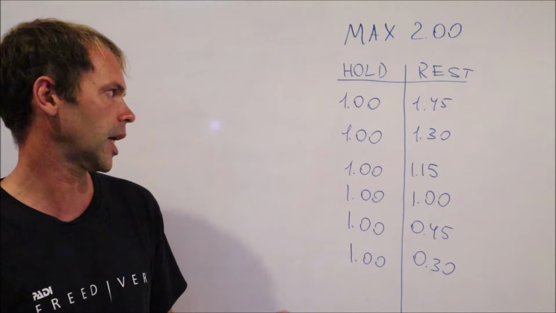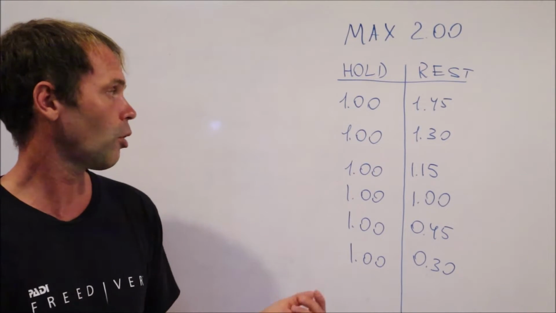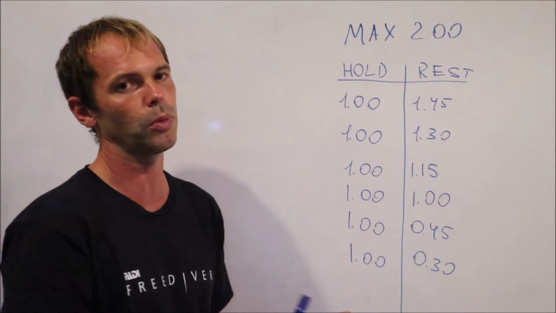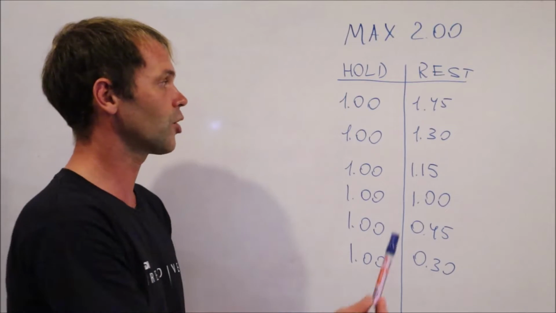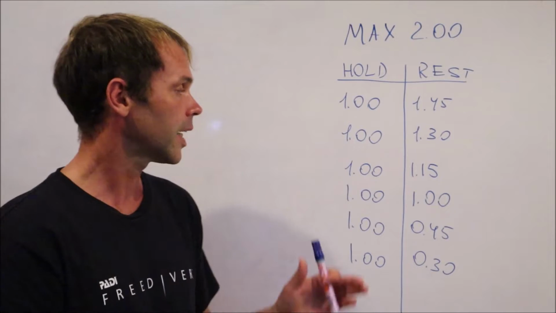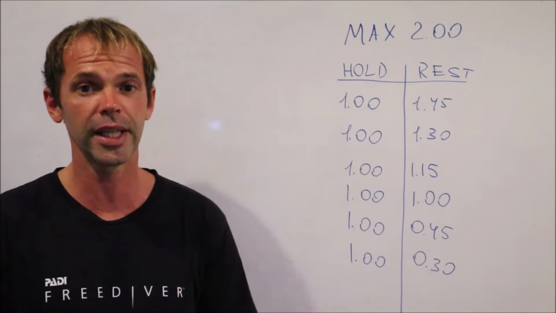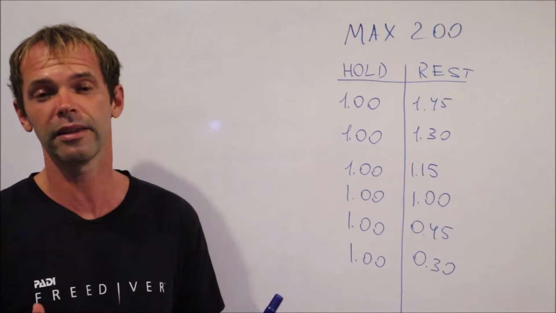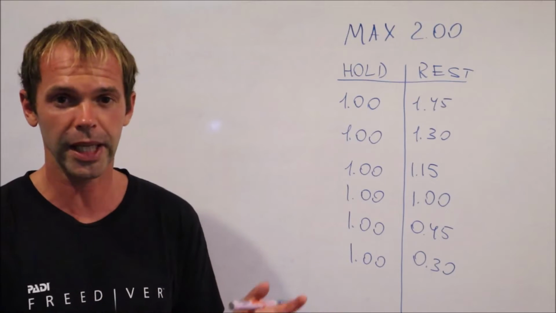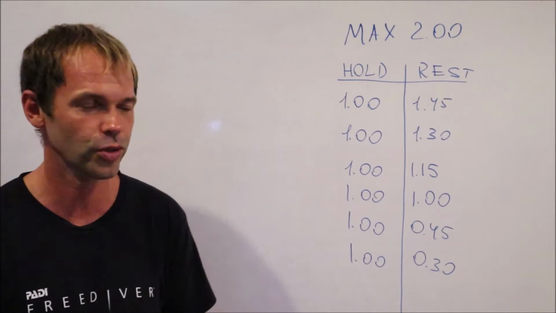What about recovery time? Your rest between your breath holds is going to be constantly decreasing. So for example, your first one is going to be 1 minute 45 seconds, then 1:30, and so on, down to 30 seconds. Again, this is a classical CO2 table. You can find these tables on the internet. As far as I know, there are even applications on your smartphone that you can use to do CO2 table training or different table training.